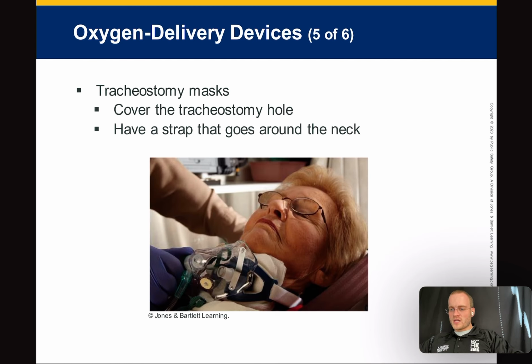Tracheostomy mask. So a tracheostomy is when they have a stoma or a trach tube down here. Well, let me take that back. A stoma is different, but a tracheostomy is when they've had a surgical incision into their trachea, and it's further down here. These are on chronically ill patients for a variety of reasons, so there's a variety of indications for these. And basically, you just put the mask over there.